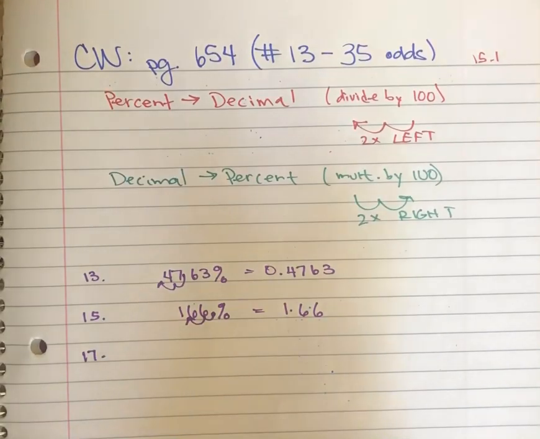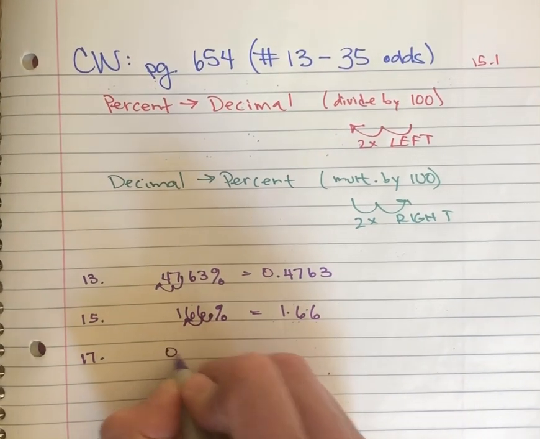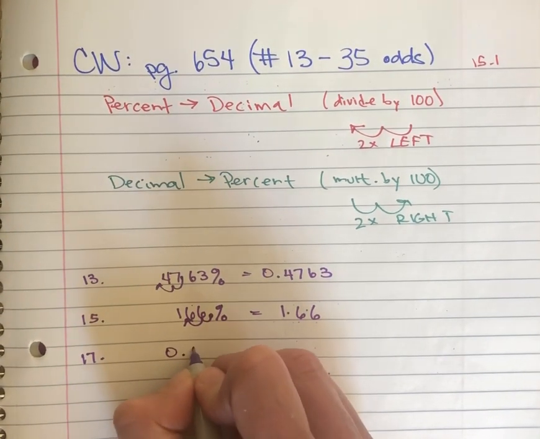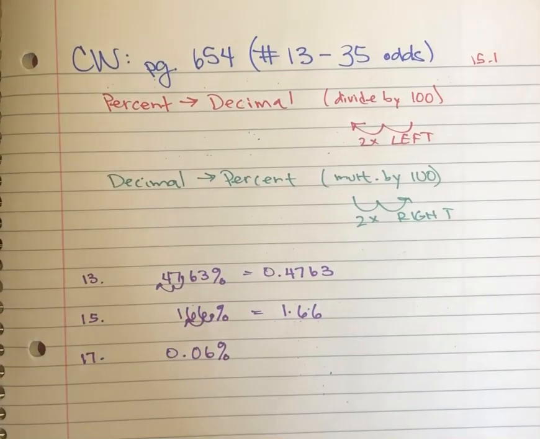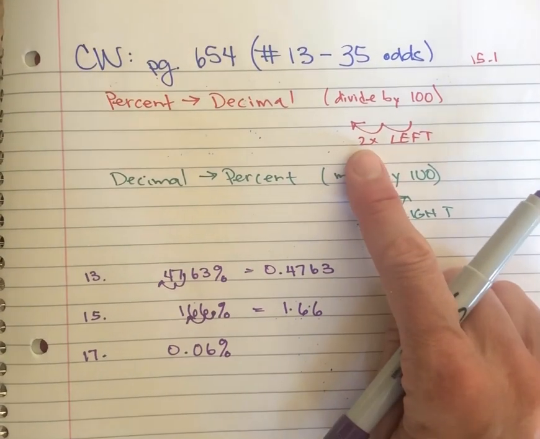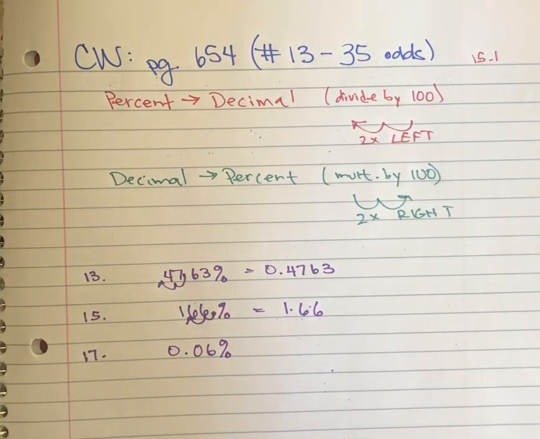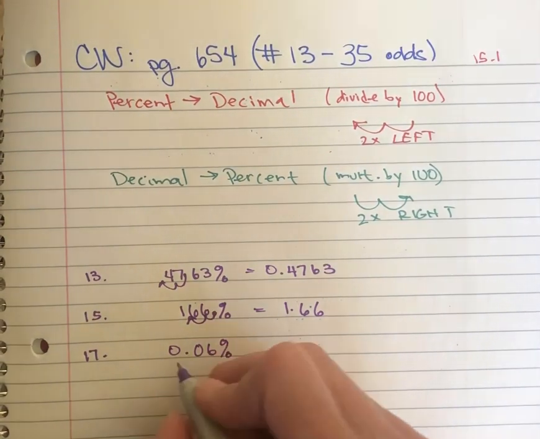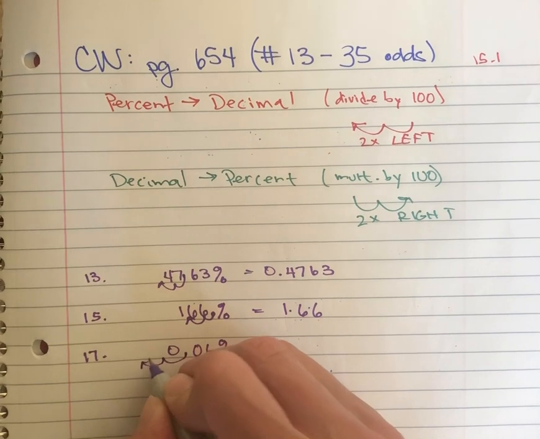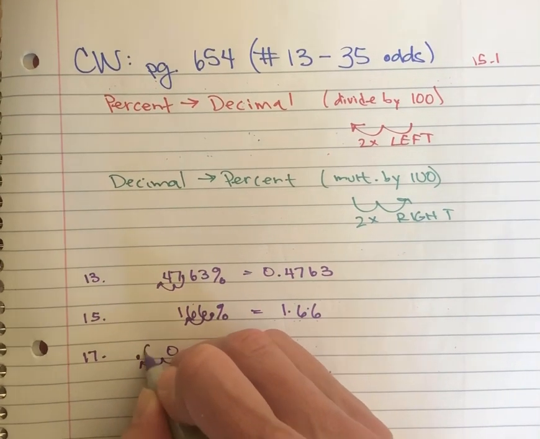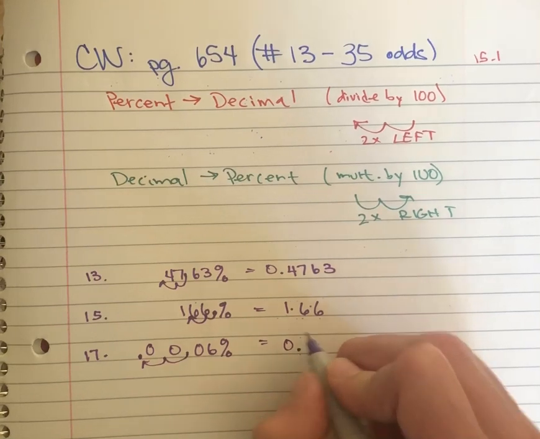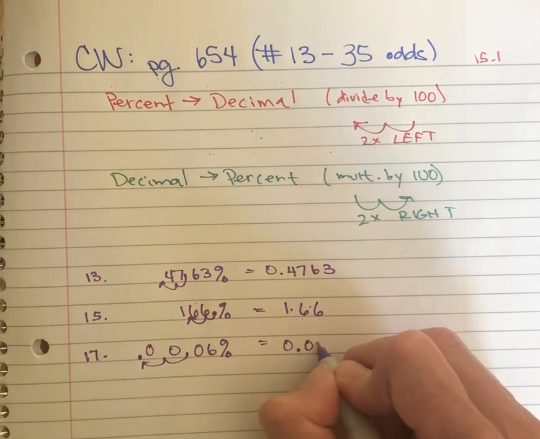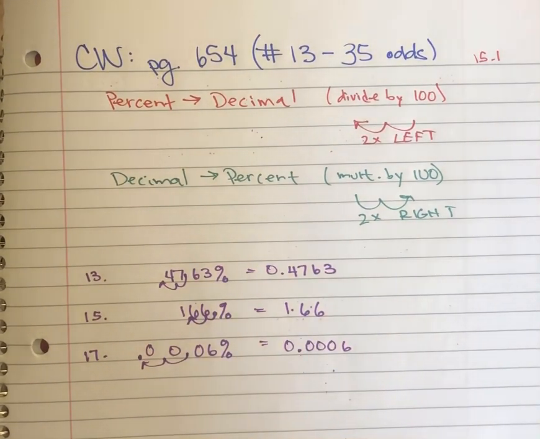17, we are given the percent, 0.06%, and it doesn't matter what percent we start with. It's always twice to the left. It's always dividing by 100. So twice to the left, we have a gap, we fill in a 0. 0 point, there's 3 zeros here. Wow, that's a small decimal, okay?